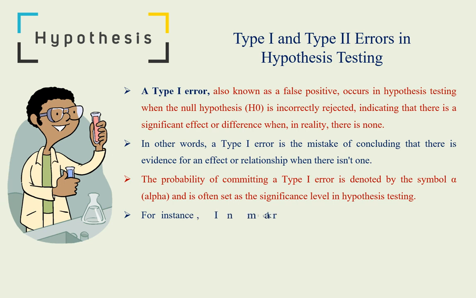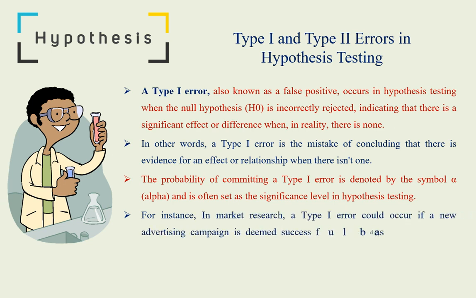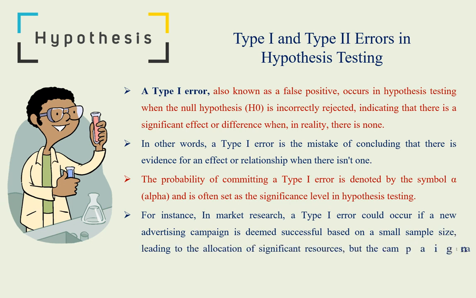For instance, in market research, a Type 1 error could occur if a new advertising campaign is deemed successful based on a small sample size, leading to the allocation of significant resources, but the campaign actually fails to increase sales when implemented on a larger scale.